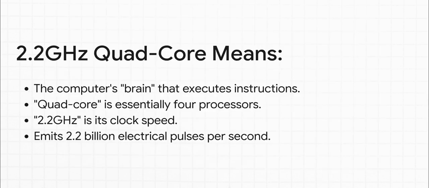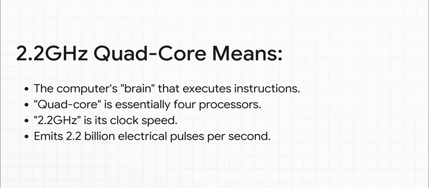So let's crack this open. The processor is the brain. It carries out all the instructions. Quad-core means it's like having 4 brains working together at the same time. This is what lets you multitask like a champ. You can edit a photo, have 20 browser tabs open, and stream music all at once without things grinding to a halt. Then there's 2.2 gigahertz.